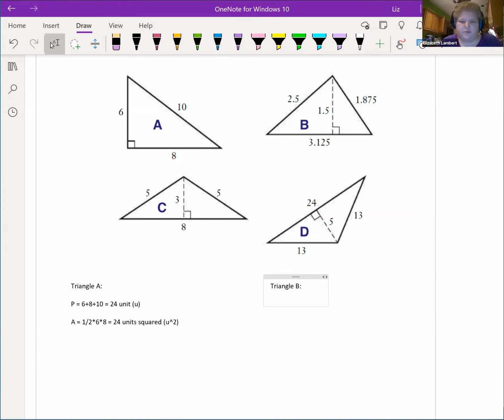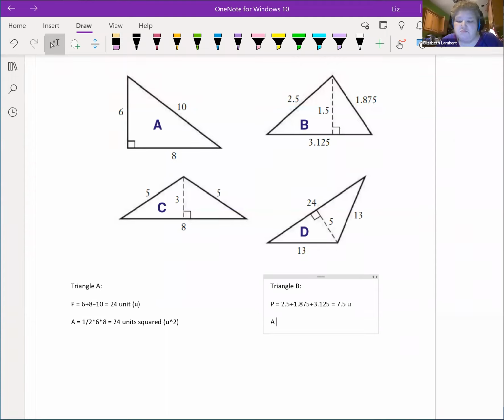Triangle B. Now this is the kind of thing, if we were in class, I would have had y'all split into some groups, do the thing on your own, check with each other. But since we're doing more asynchronous when I'm recording these videos, not so fun. But if you want to pause the video, try it out for yourself, and then come back, feel free. 2.5 plus 1.875, because why not, plus 3.125. All of that comes out to 7.5 units.